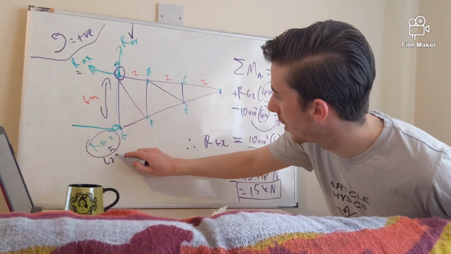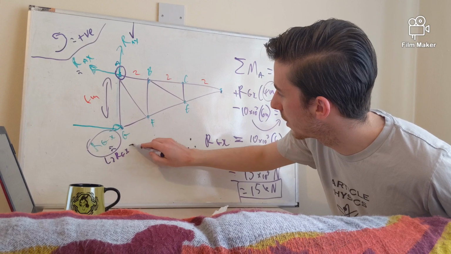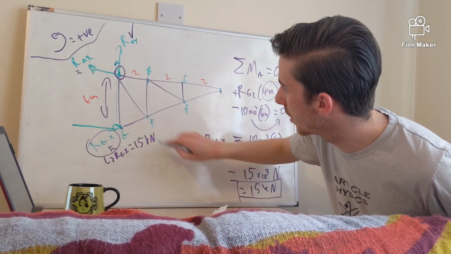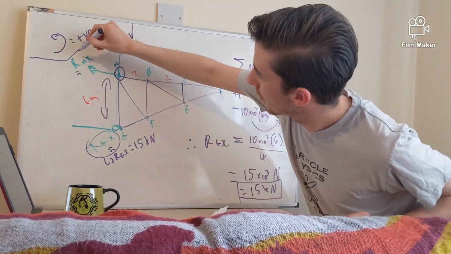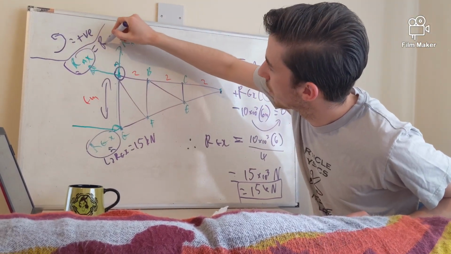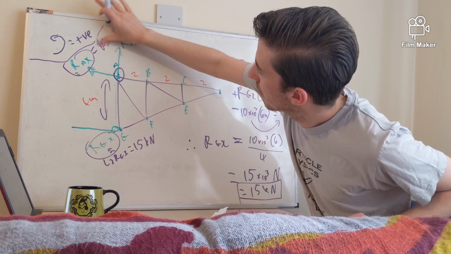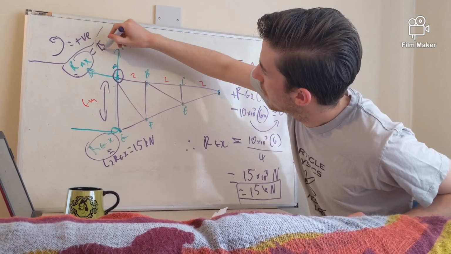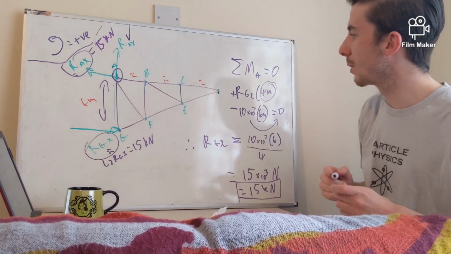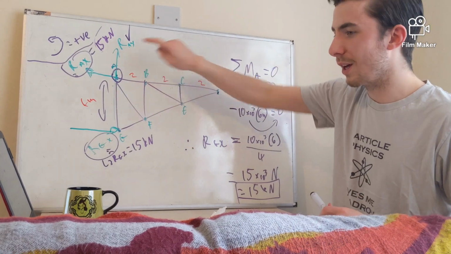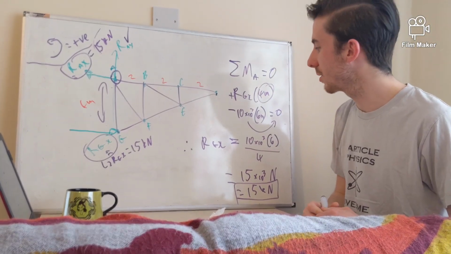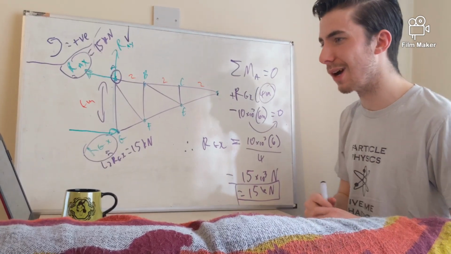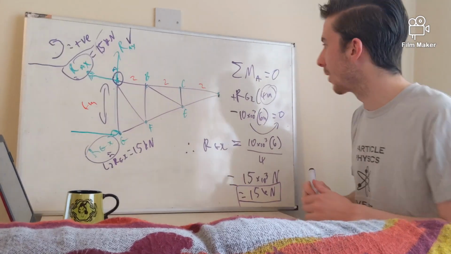So GX is 15 kilonewtons. And as we said before, RGX is equal to AX. So AX must equal 15 kilonewtons. So now we know that, we know that, and we know that. So we've got everything we need. Brilliant. Right, the only thing we need now is the overall reaction at A.